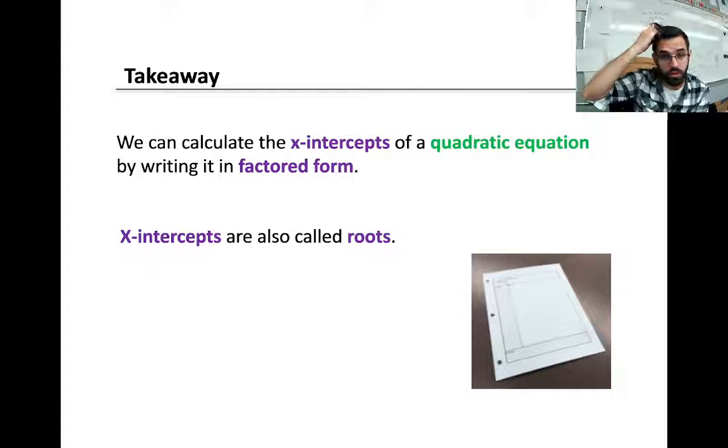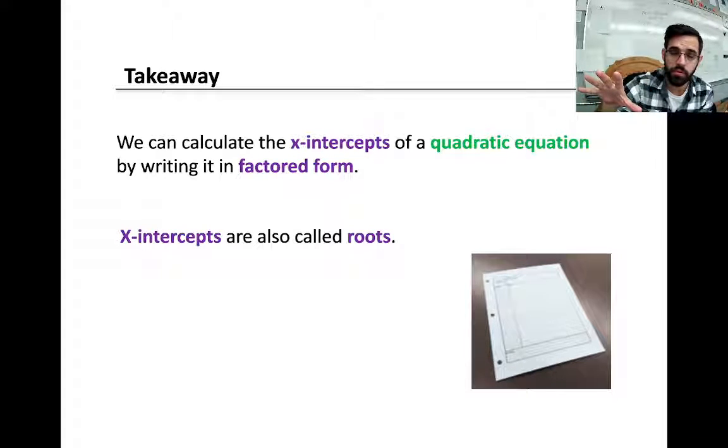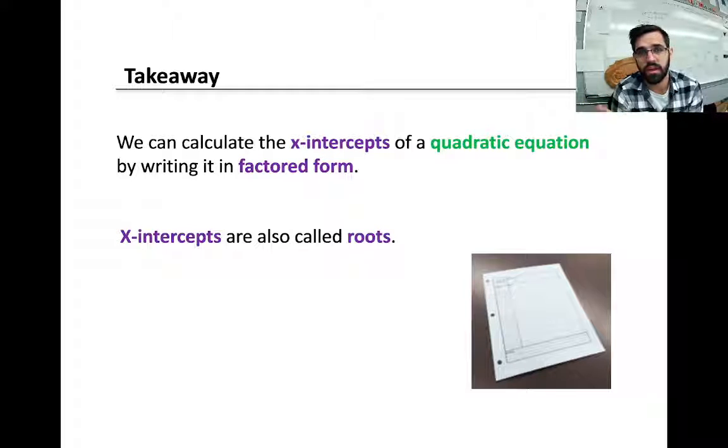Alright, so now we've looked at a quadratic in factored form. Factored form gives us the same a value, but also tells us the x-intercepts. And we also know now that the x-intercepts are also called roots. So if Mr. Jansen says roots, he means x-intercepts.